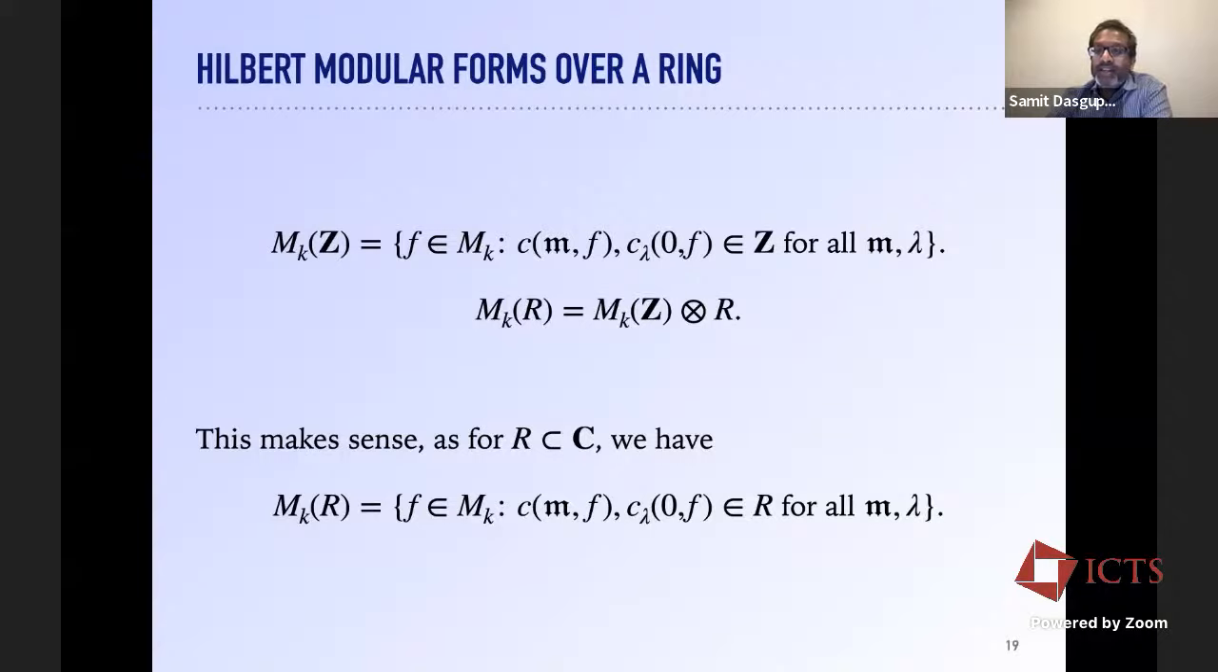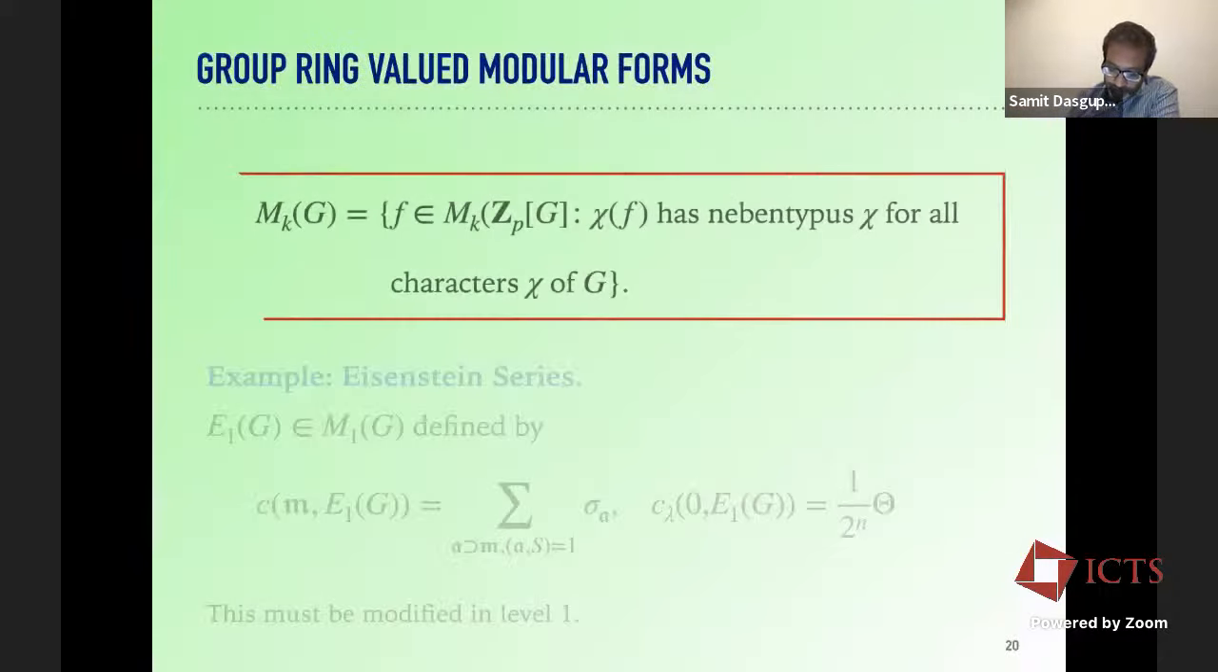In fact, it's a theorem that if R is any subring of the complex numbers, then MK of R is precisely the set of modular forms with Fourier coefficients living in R. Okay, and then with that definition in hand, we can define what we call group ring valued modular forms. Okay, so I guess there's a parenthesis missing here.